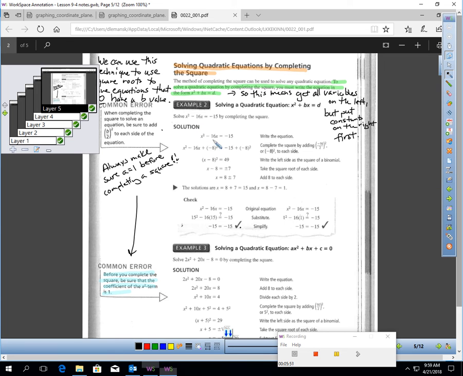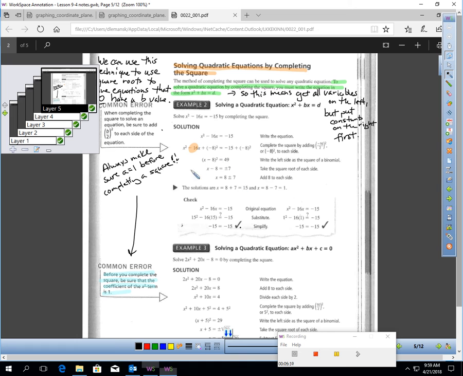So this first example, they wrote the problem down. Do you notice how the variables are on the left and we have our constant on the right? So now we want to complete the square. So let me take my highlighter out. B, you notice, is negative 16. So if I take negative 16 and divide by 2, I get negative 8. And then if I take negative 8 and I square it, I get 64.